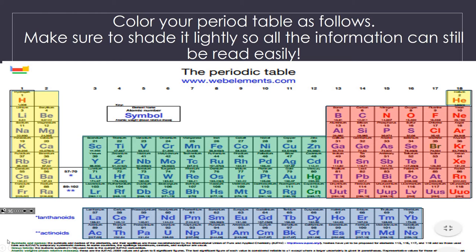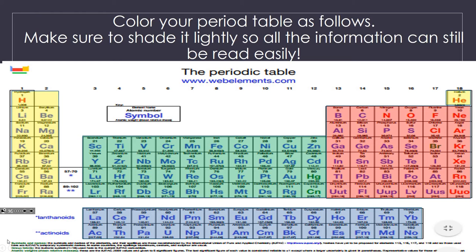Okay, I need you to get these four colors out. I need a yellow, a green, a red, and a blue or a purple. I don't care what you use on the bottom. I couldn't get it to color real well. On these ones, I want you to shade very lightly these areas. Please notice that helium is yellow. So just shade very lightly. You want to be able to read everything underneath this, but shade very lightly these areas.